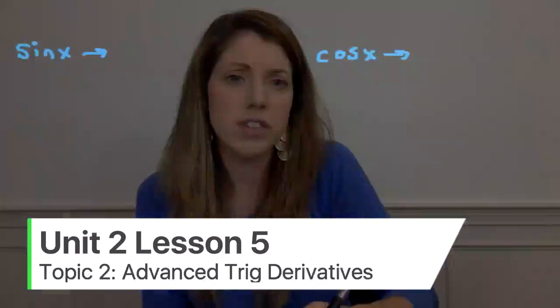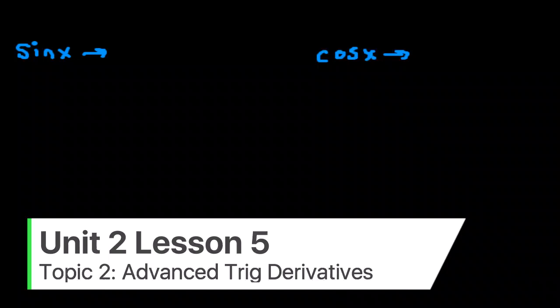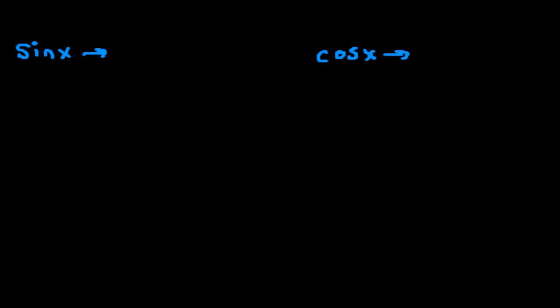So I want to take you over to this screen. We've already discussed that there's this nice little pattern between sine and cosine. The derivative of sine is cosine, and the derivative of cosine is negative sine.